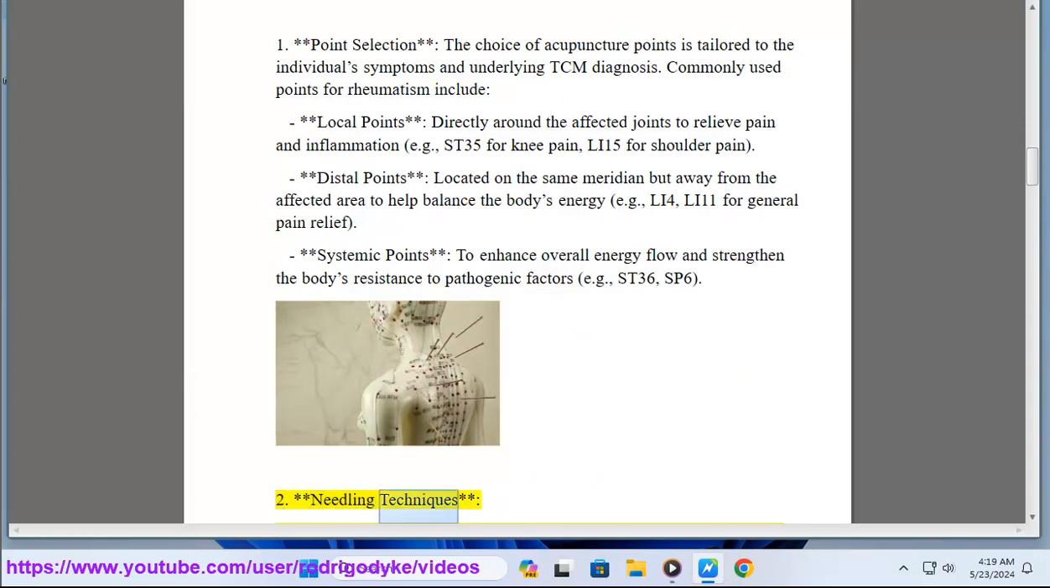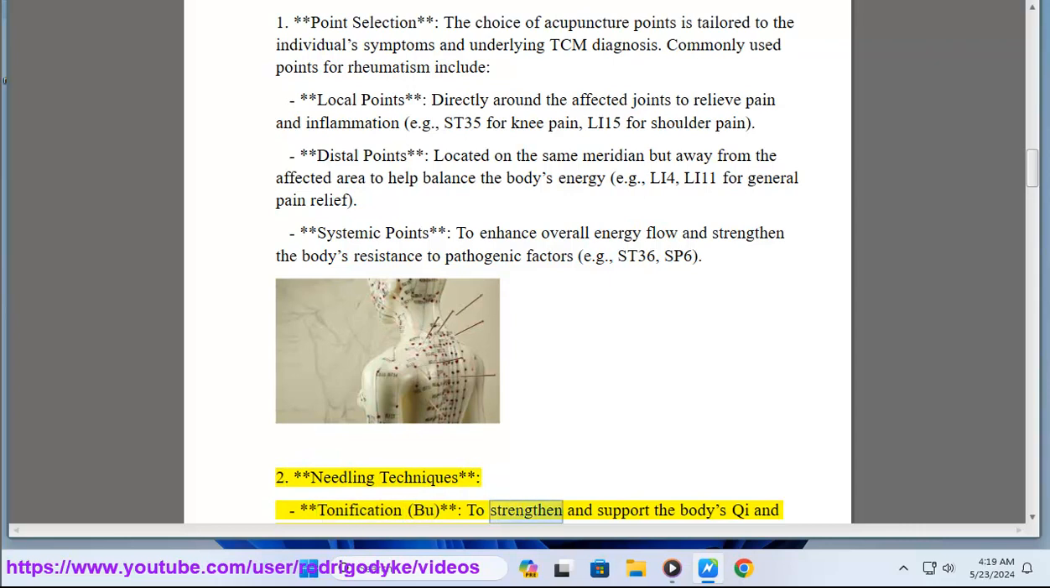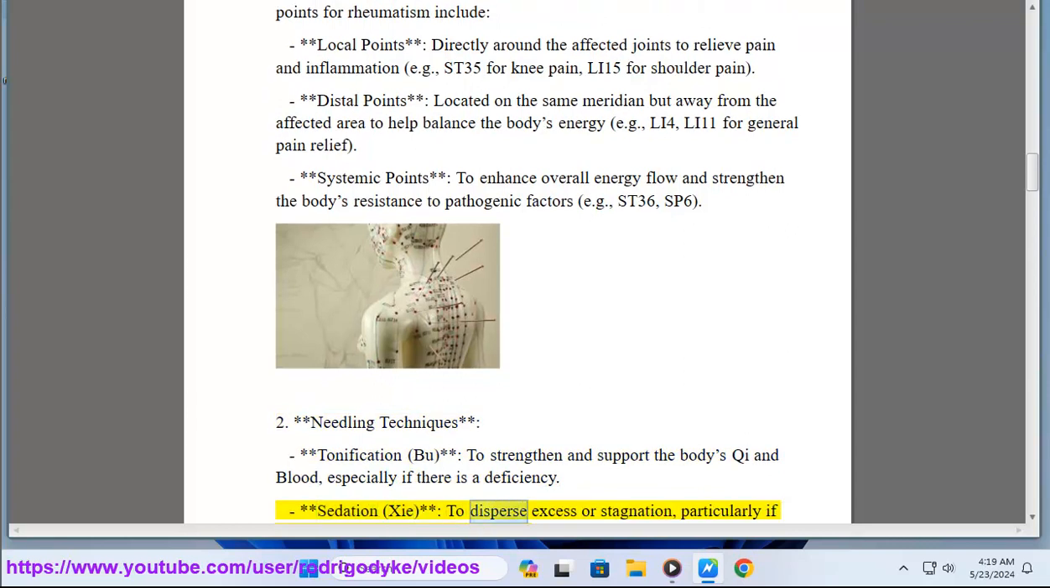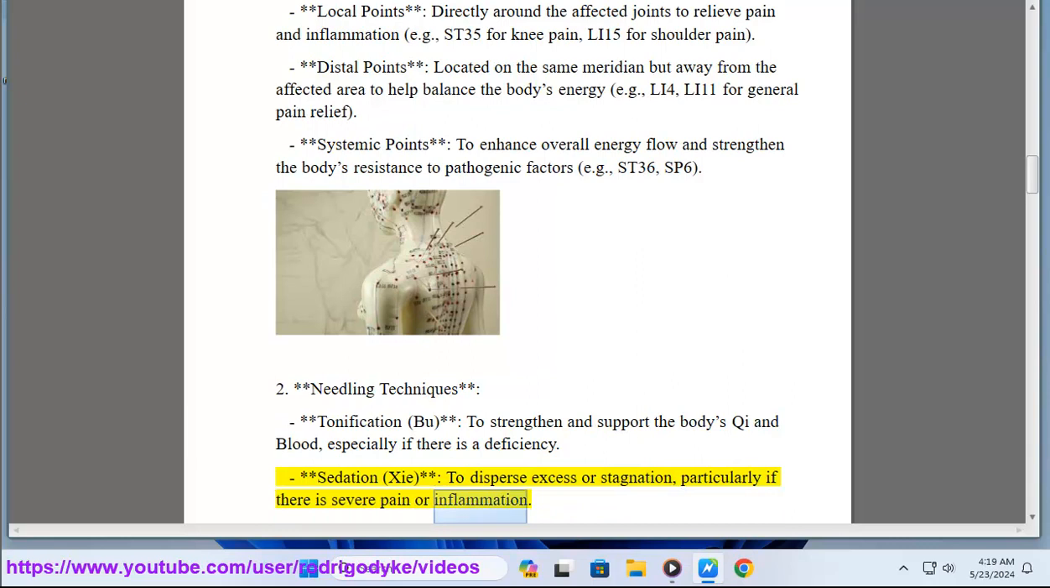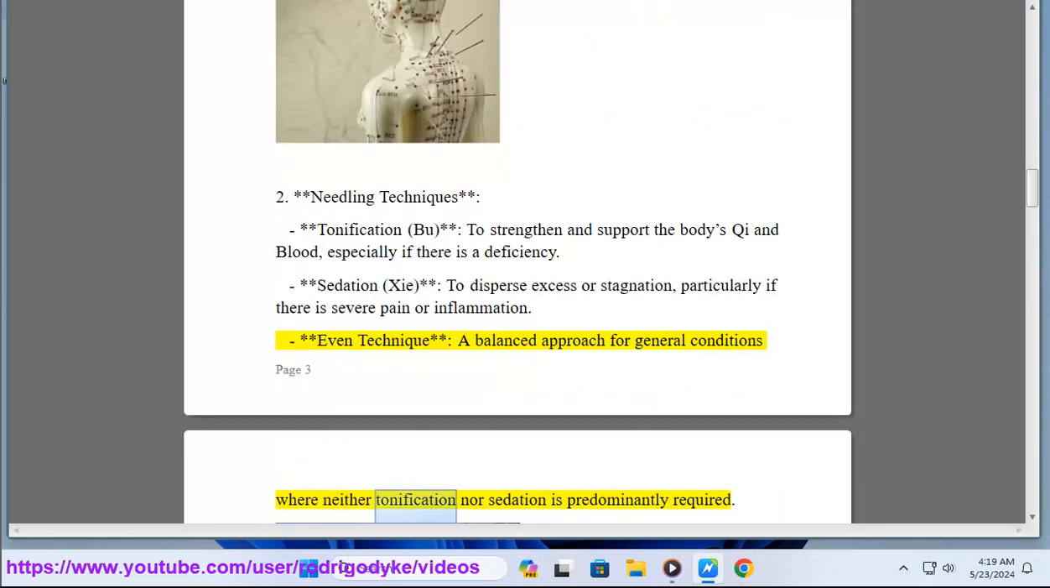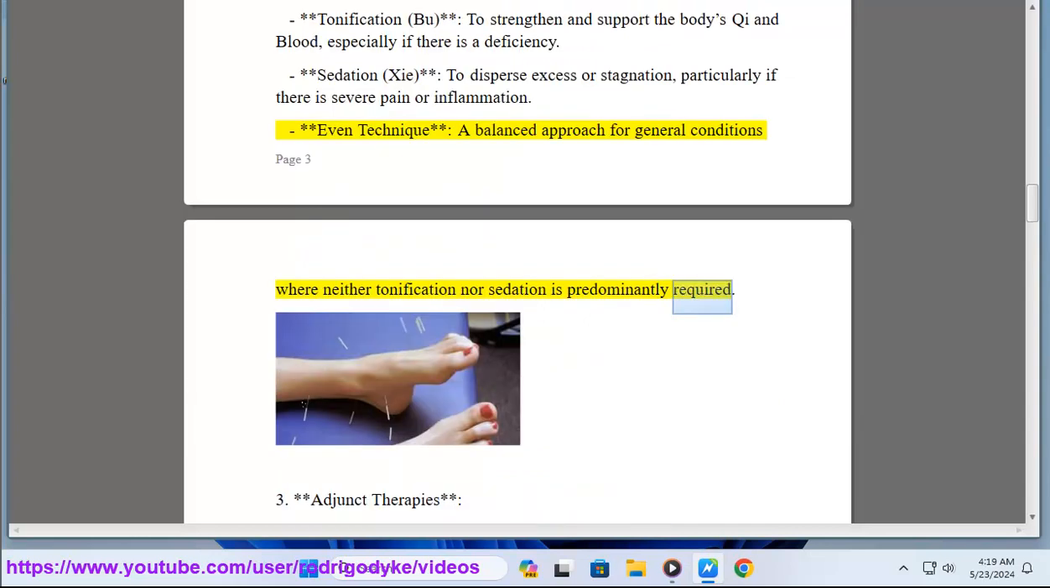2. Needling techniques. Tonification, Bu, to strengthen and support the body's qi and blood, especially if there is a deficiency. Sedation, Xie, to disperse excess or stagnation, particularly if there is severe pain or inflammation. Even technique, a balanced approach for general conditions where neither tonification nor sedation is predominantly required.